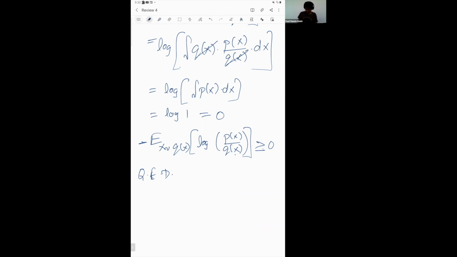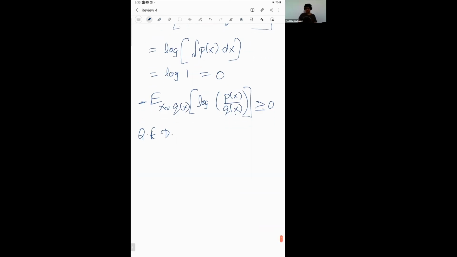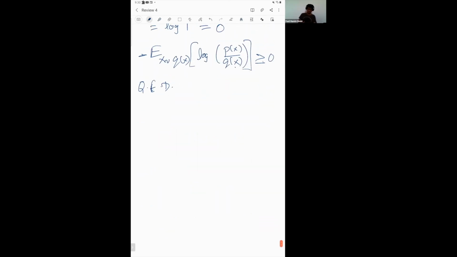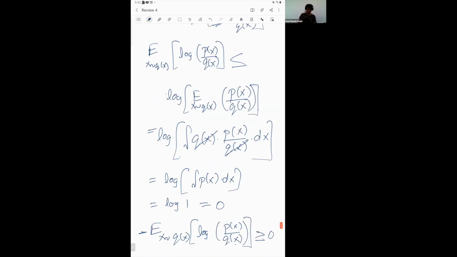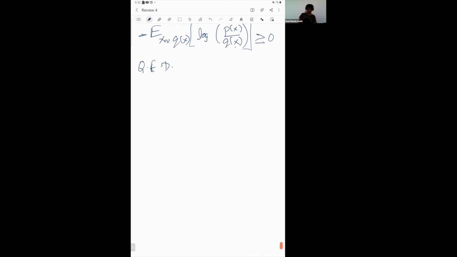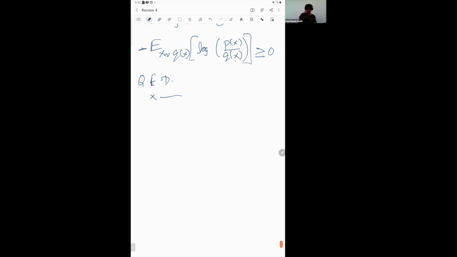So any doubts in this proof? I went through Jensen's inequality because we'll use it in the expectation step in expectation maximization. But any doubts, feel free to post them on chat.